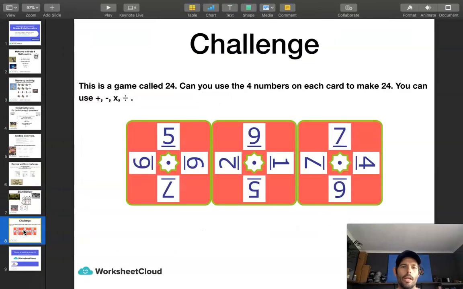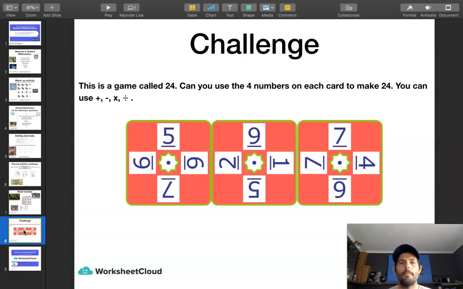Okay, then your challenge for today is to play the 24 game again. Okay, so remember, you're using all 4 numbers on each card and plus, minus, multiply, divide to get to the answer of 24. You have to use all 4 numbers, but you can use whatever operation signs you can. You can use an operation sign more than once. So for example, you could have said 6 plus 5 plus 6 plus 7, if that works, or 5 times 6 minus 6 plus 7.